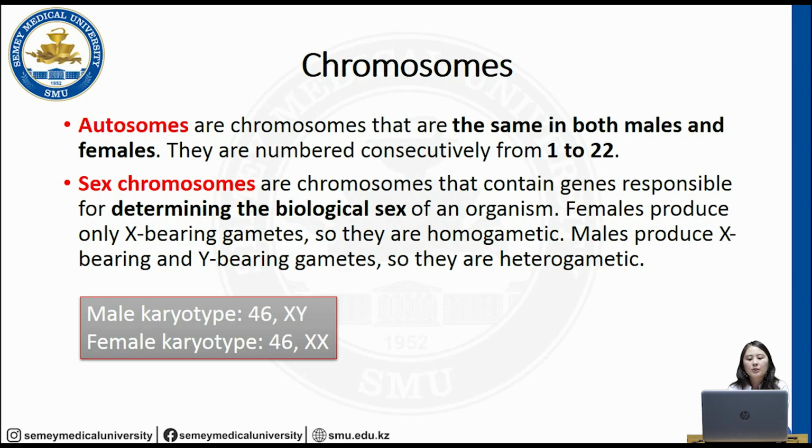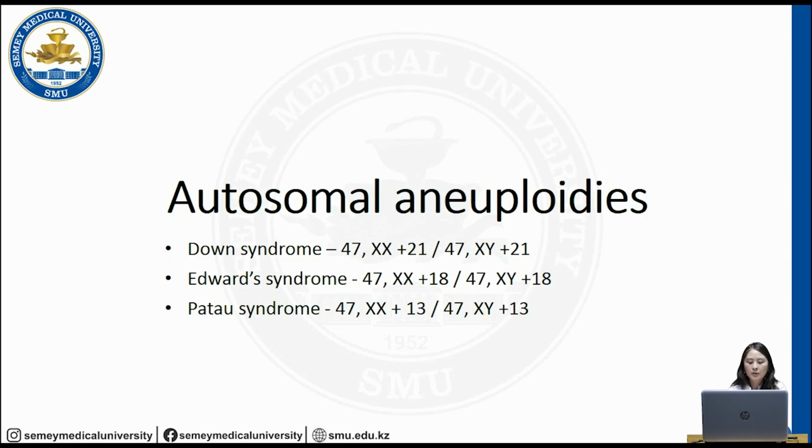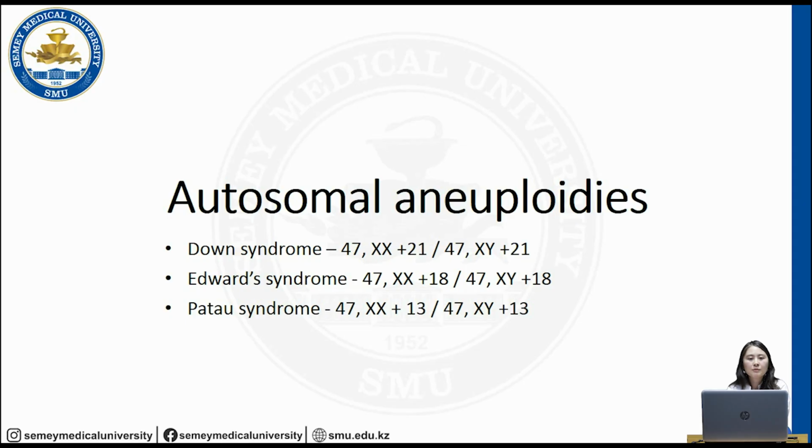Sex chromosomes are the chromosomes that contain genes responsible for determining the biological sex of an organism. So females produce only X-bearing gametes, so they are homogametic, while the males produce X-bearing and Y-bearing gametes, so they are heterogametic. According to these types of the chromosomes, aneuploidies are divided into 2 types, autosomal aneuploidies and sex chromosomes aneuploidies. Autosomal aneuploidies means number of the autosomes change.